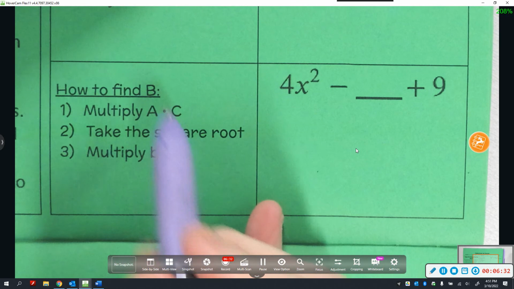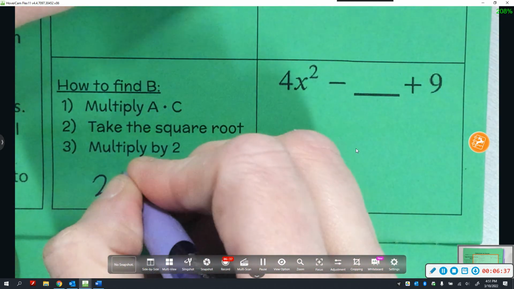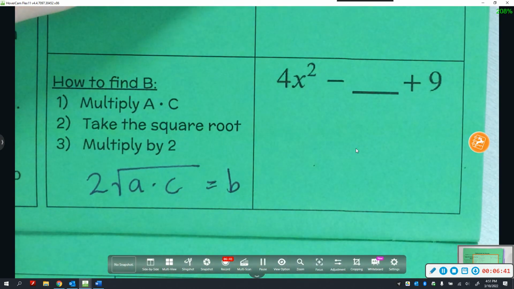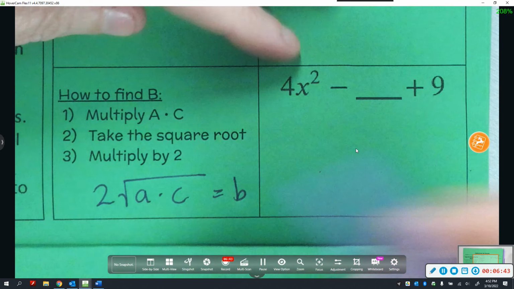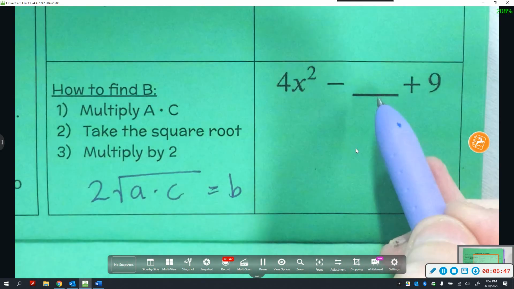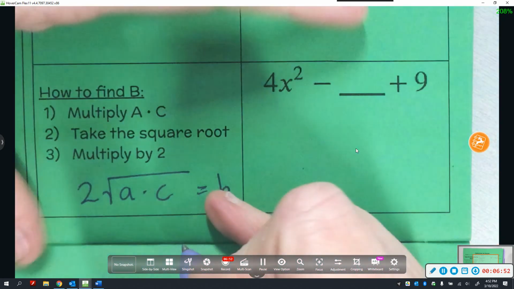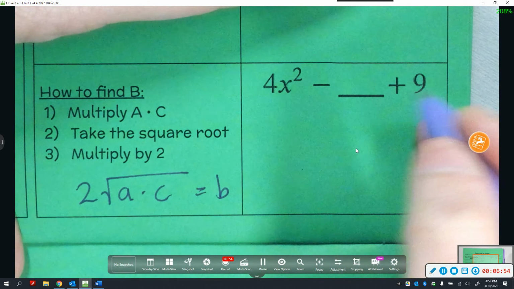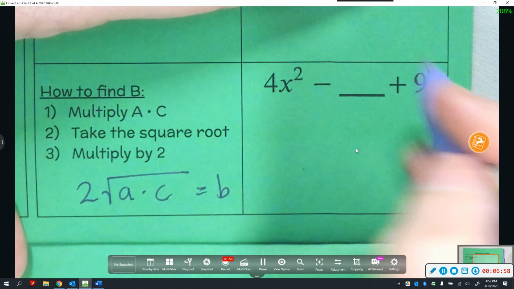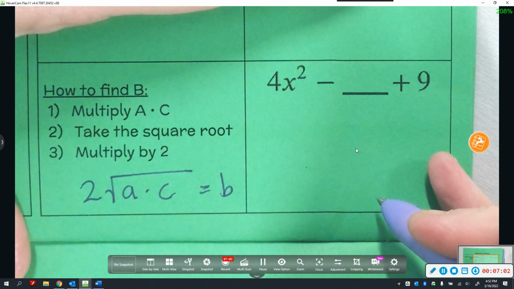Now, in class, we didn't write multiply a times c, take the square root, multiply. We just wrote 2 square root of a times c is how we find b. Okay? So what we were doing is checking, is it a perfect square trinomial? You'll never have to add a b value. But what we are going to do here is figure out what b should be, so you can see if you already have a perfect square trinomial, and then figure out how to write it as a binomial squared.